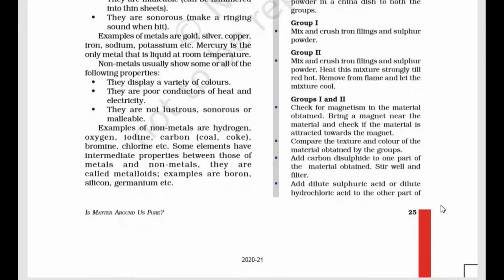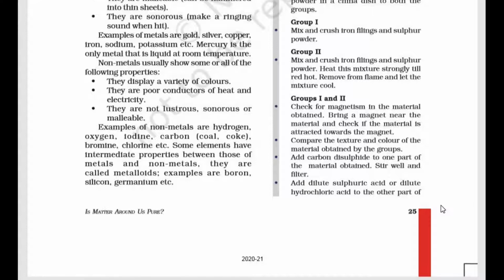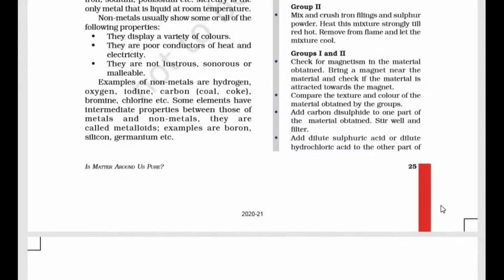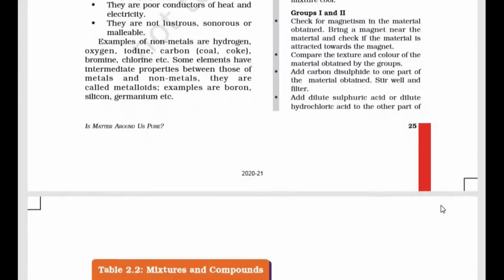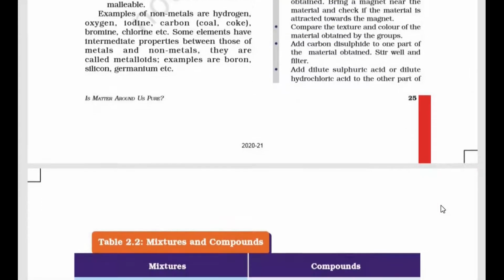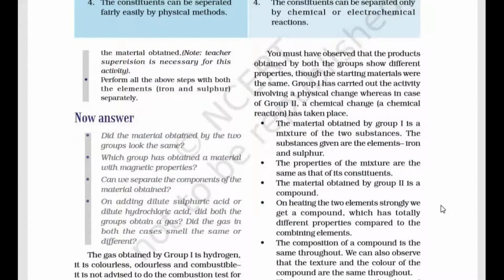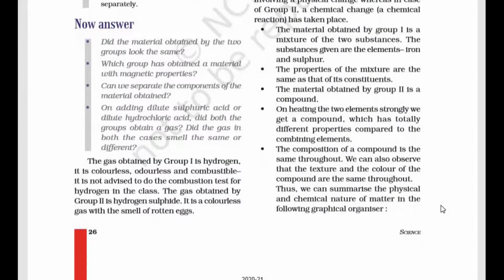We have to check their texture, their color, and their magnetizing properties. We can add carbon disulfide to one part of the material obtained, then stir it well and filter. And to the second part, we can add dilute HCl or dilute H2SO4, and then we can notice the material obtained, right? Now the gas obtained by group 1 will be hydrogen.